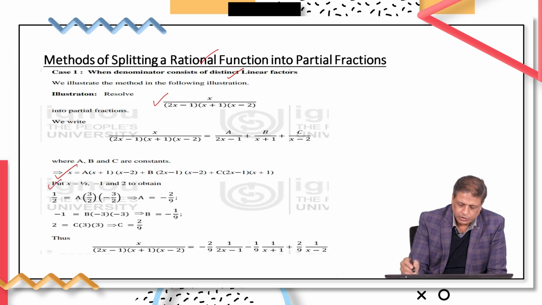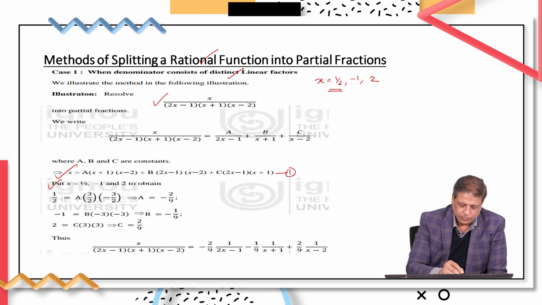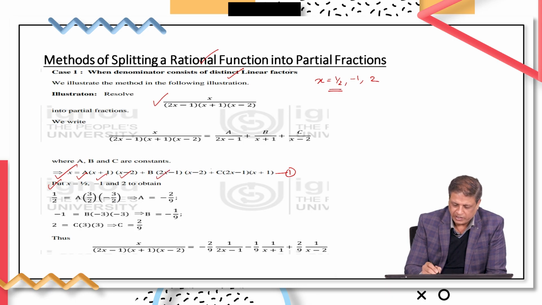So, substituting the values x is equal to 1 by 2, minus 1 and 2. Let us firstly substitute the value x is equal to 1 by 2 in the expression, that is A into (x plus 1) into (x minus 2) plus B into (2x minus 1) into (x minus 2) plus C into (2x minus 1) into (x plus 1).